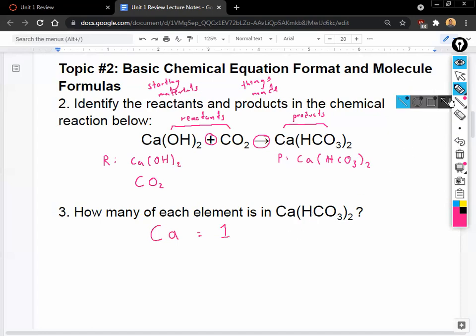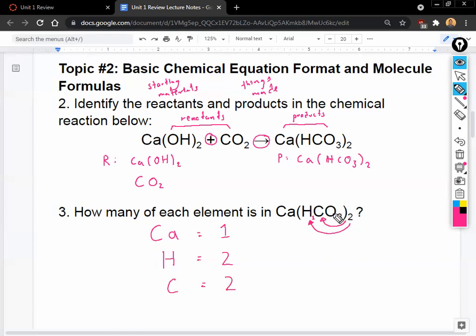The parentheses is where it gets a little tricky, but as long as you remember you multiply everything on the inside by the number on the outside, it shouldn't be too hard. Inside the parentheses, there's only one hydrogen, right? Because there's no number. So 1 times 2 is 2. So you're going to have 2 hydrogens. Okay. Same thing with carbon. There's no number behind carbon. So you're going to have 2 carbons because you multiply by the 2 on the outside.